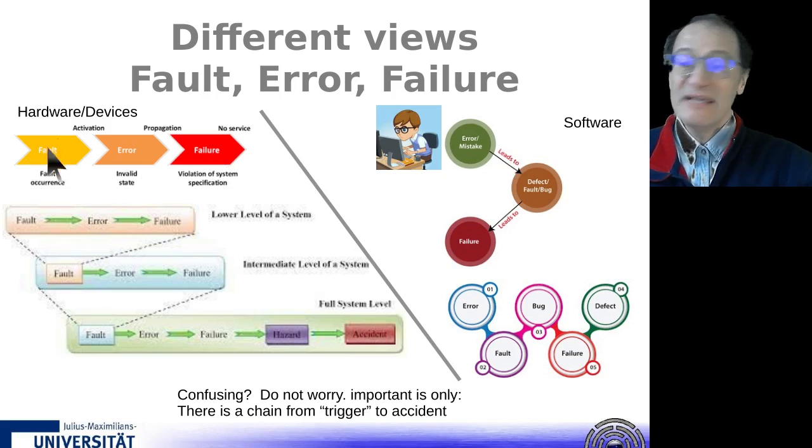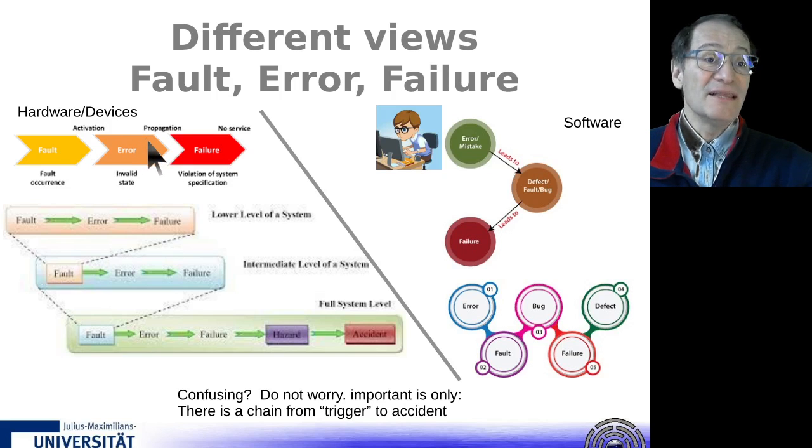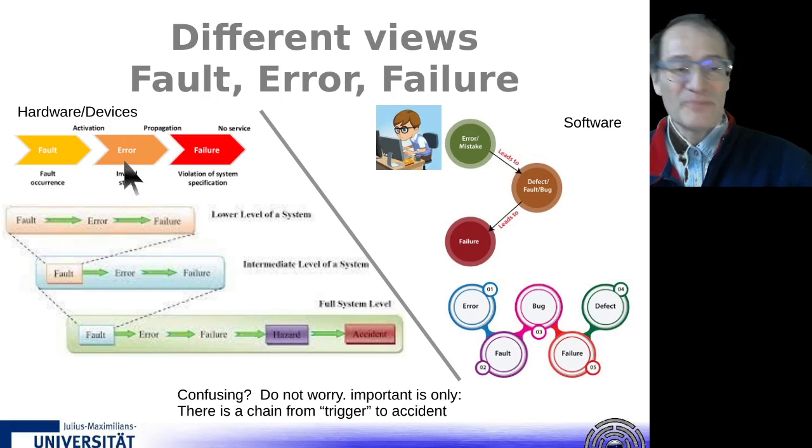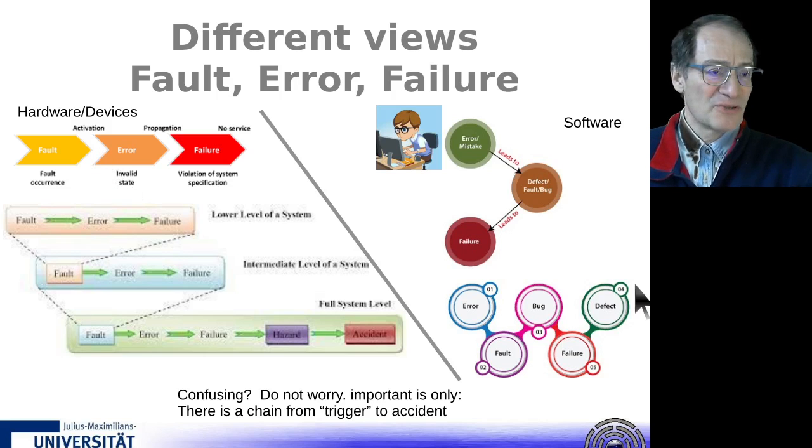And this can be repeated. It can be a chain at the different levels, in the different components of a system. A system can have different subsystems. Let's assume we are talking about one subsystem first.